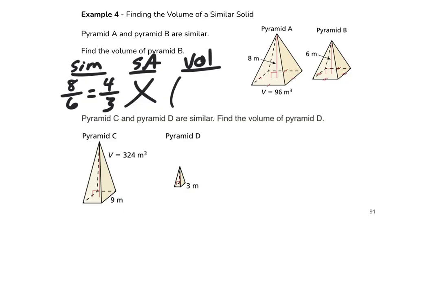If I want to do the volume ratio, I have to take this ratio we just found, and I have to cube it. Volume is always cubed, so you have to change it to a volume ratio. So we're going to take 4 to the third power, and we're going to take 3 to the third power.